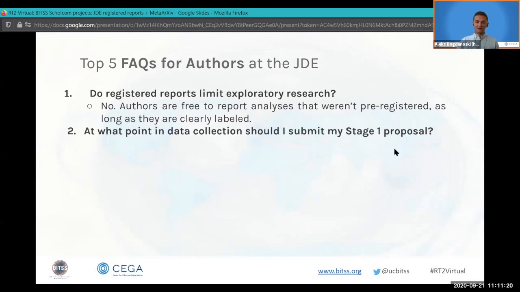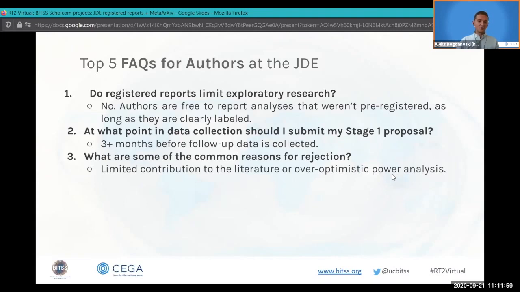Also, at what point in data collection can I submit my stage 1 proposal? So in principle, papers that have collected follow-up data, so essentially data that start to reveal the results of the experiment, are not eligible. It's recommended to submit at least 3 months before any follow-up data is collected. So in fact, having collected baseline data is helpful for understanding the context and conducting power analysis.